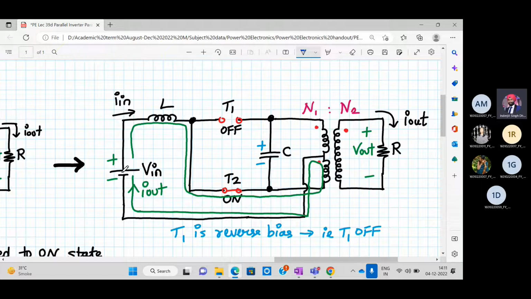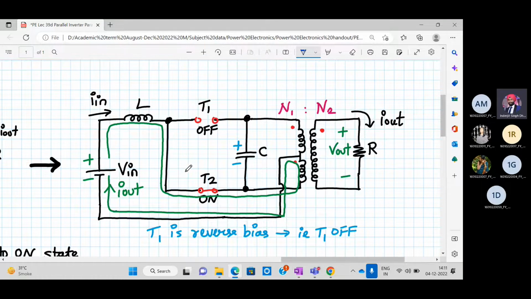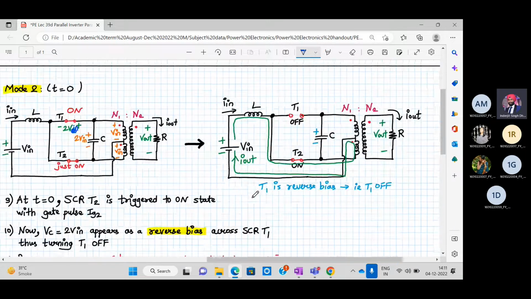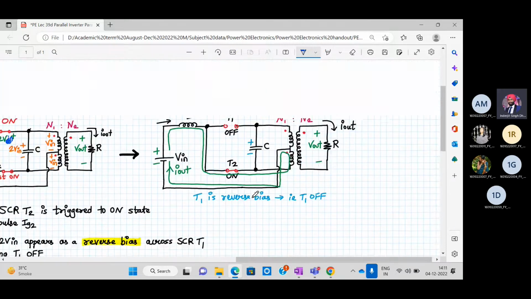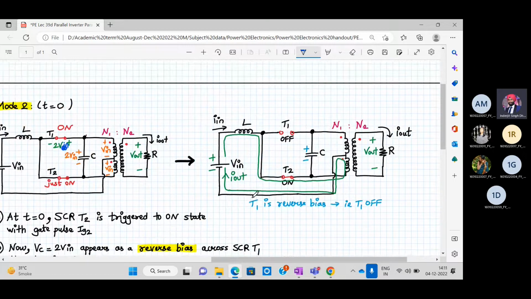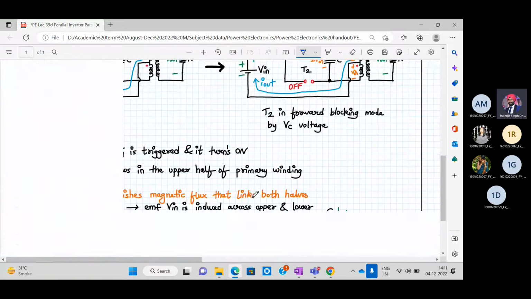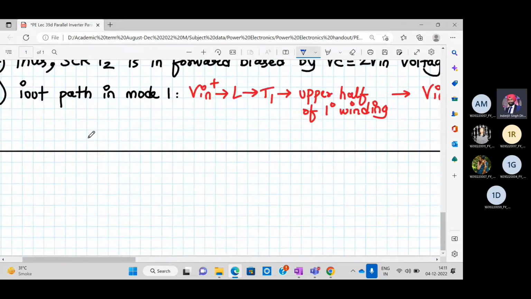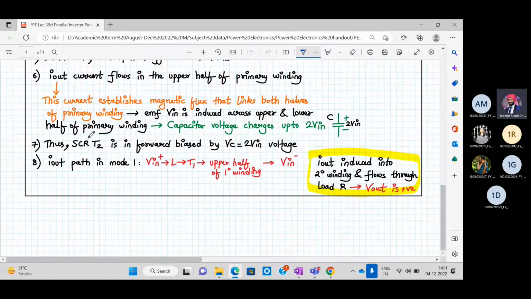Is this point clear to you? Okay. In the same way, the I out current will keep on flowing. So this is your mode 2 at time t equal to 0. Remember the sequence of events. Now we'll again go to mode 2, next part.